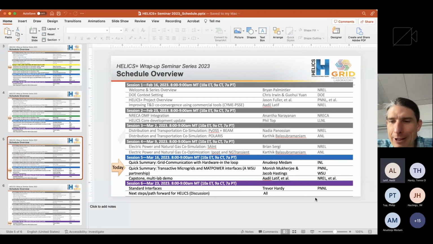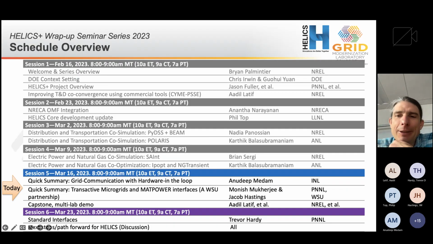It looks like I'm probably sharing the non-pretty view. Let me see if I can fix that. Here we go. We're here at session 5. Thanks again to Anandeep, Manish, Jacob, Adil. And we're moving into next week, and we'll have our last technical presentation from Trevor on the standard interfaces we were just discussing a little bit about.